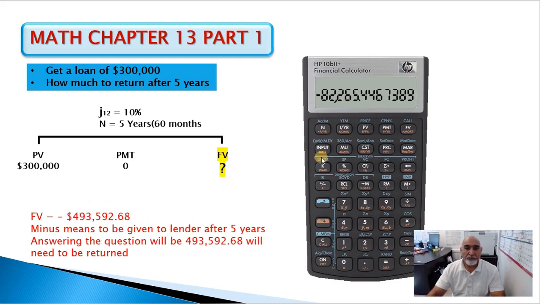Okay, this time we have a loan of $300,000. How much to return after 5 years? Let me quickly do that for you. 12 for the compounding periods. Interest rate is 10. 5 years, we're talking months, 60. PV is 300,000. Loan, that means someone gave us money. And no activity in the 5 years. Payments, nothing. And FV comes out to be 493,000. Minus means we owe this money. Negative means we owe, after 5 years, we owe $493,000.